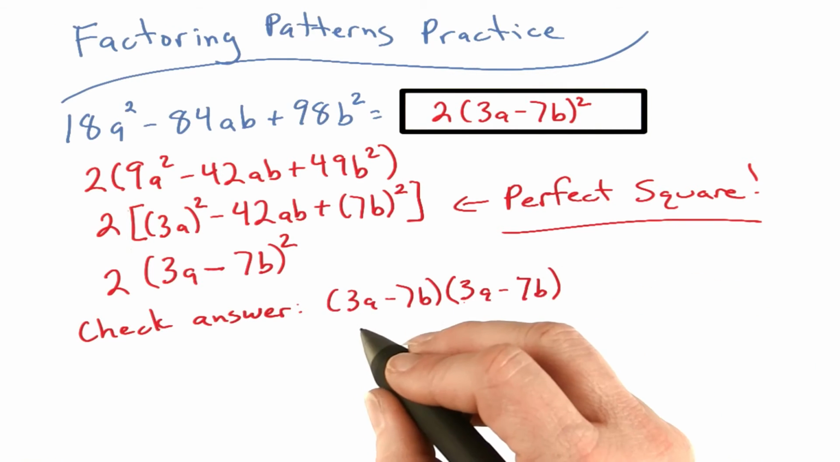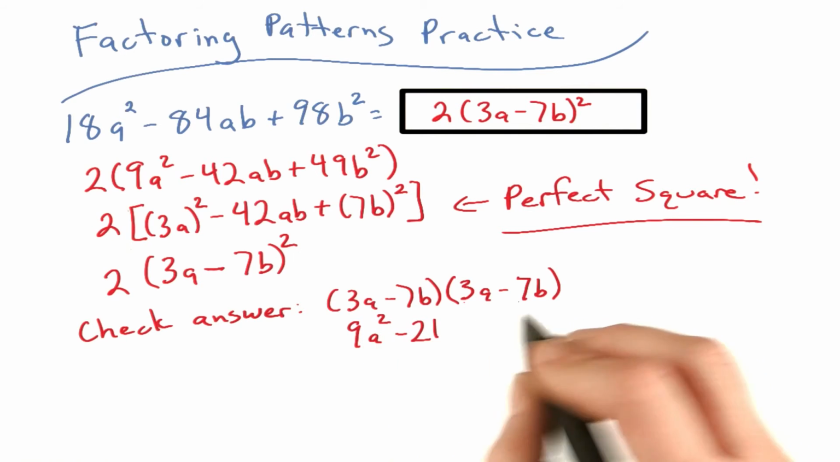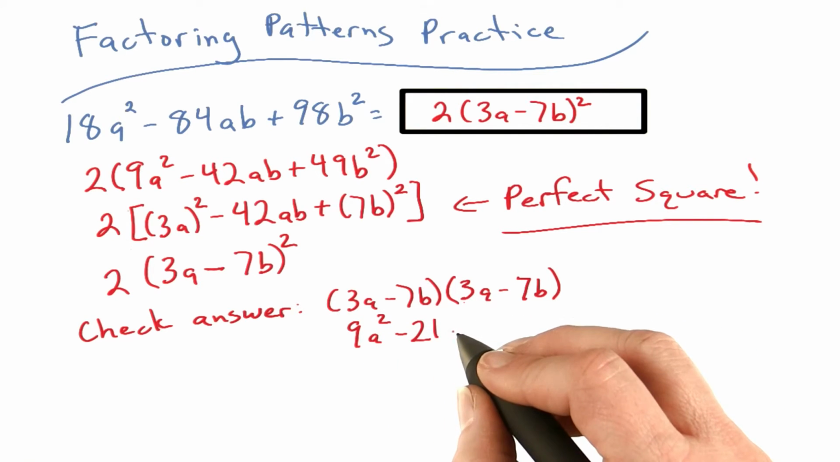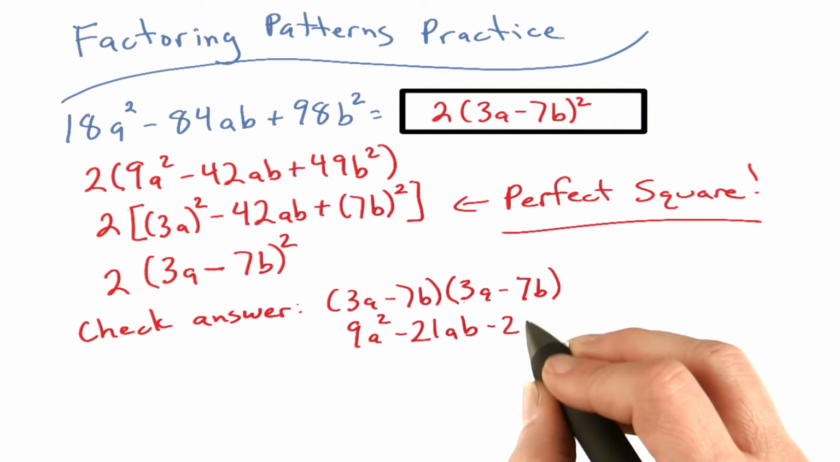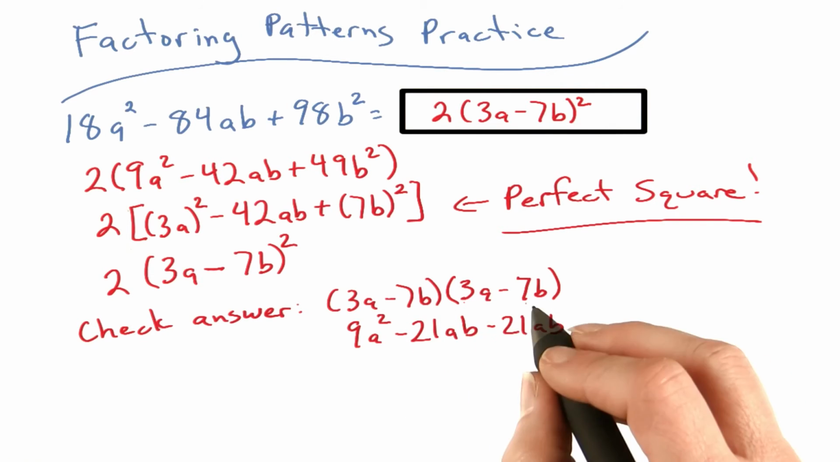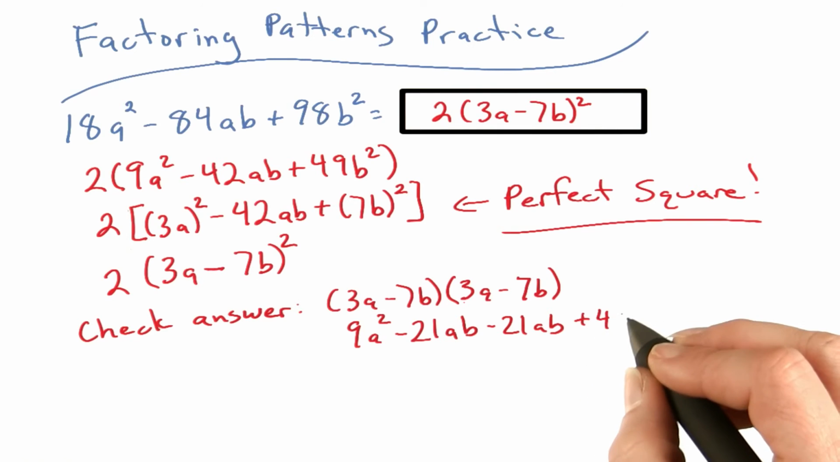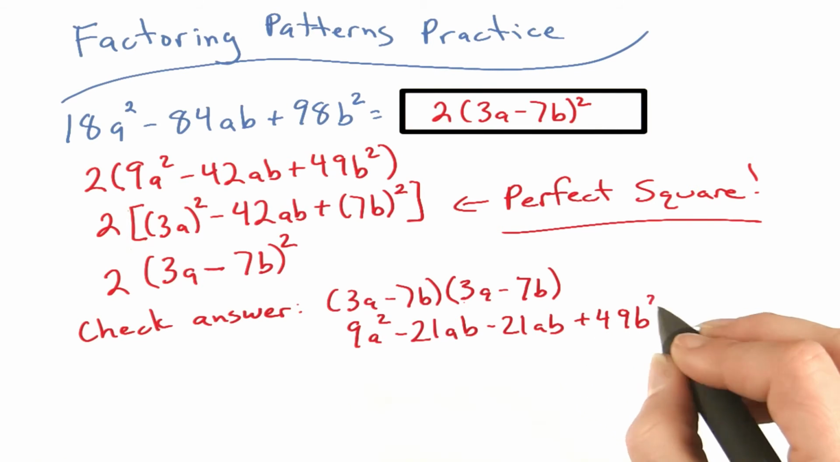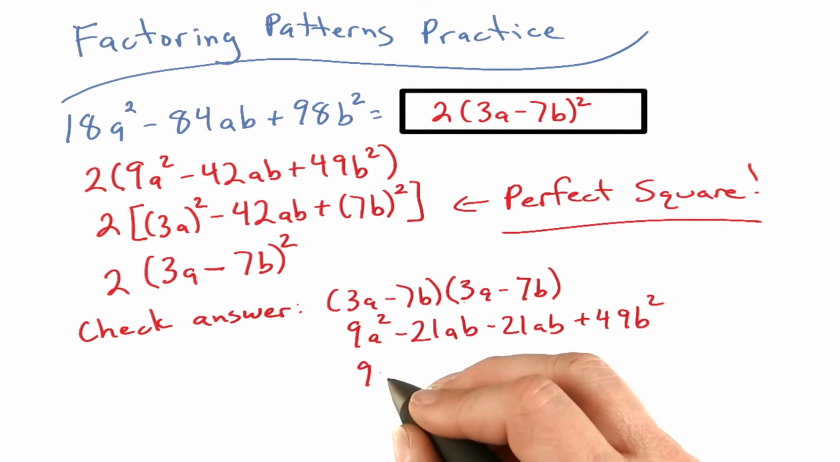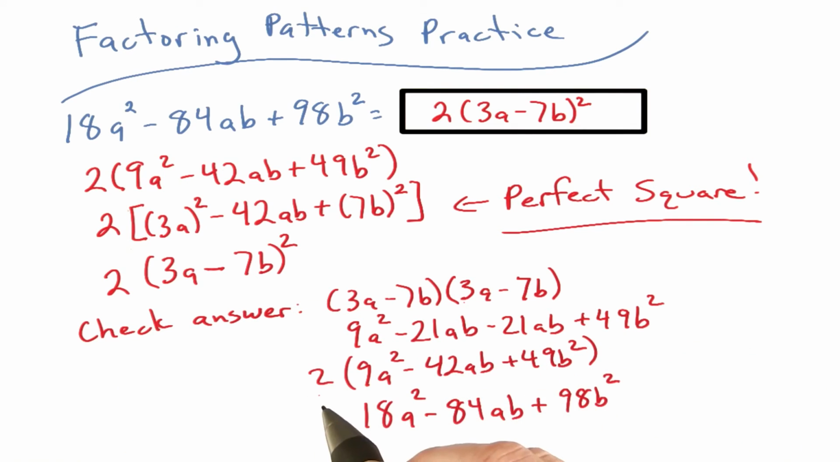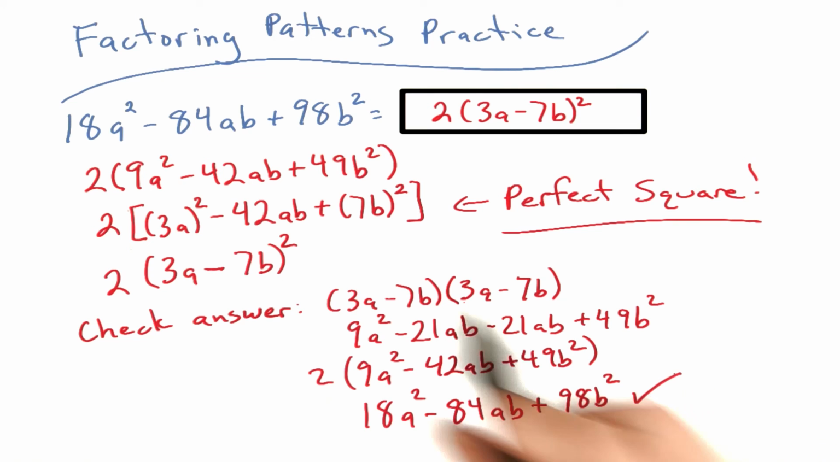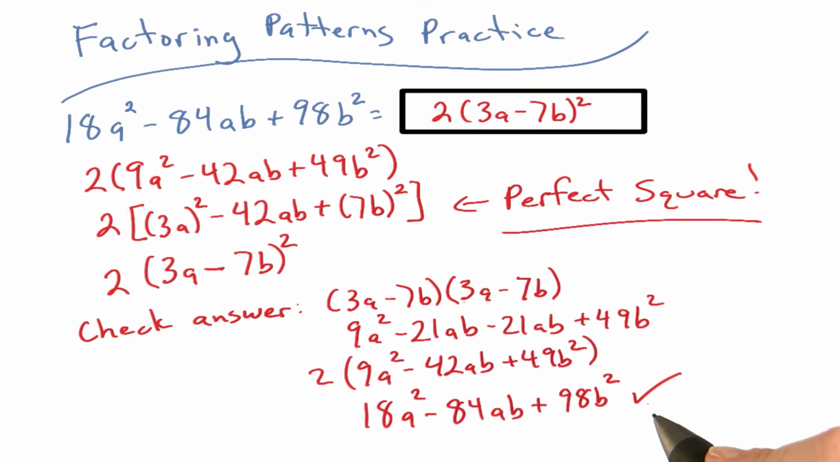3a times 3a is 9a squared. 3a times negative 7b is negative 21ab. Negative 7b times 3a is negative 21ab. And negative 7b times negative 7b is positive 49b squared. So I can combine the two middle terms. I can also multiply it through by 2. When I finish multiplying through by the GCF, I get 18a squared minus 84ab plus 98b squared, which is what we started with. So we know that we got the right answer.